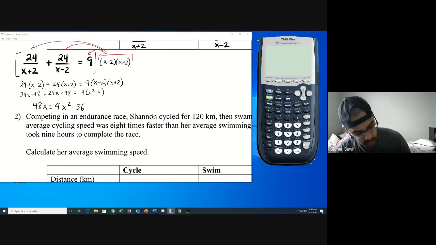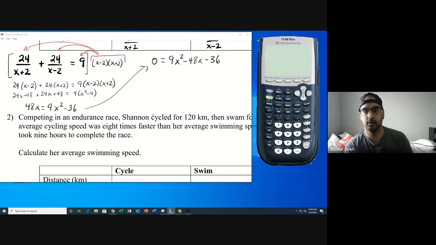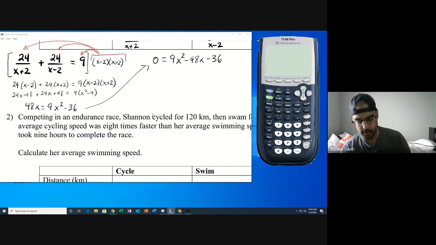Okay, put everything on one side, and you'll see what I mean when I said this was a quadratics type question. So 0 is going to equal 9x squared minus 48x minus 36. As soon as you see something with a degree of 2, a quadratic equal to 0, your first thought should be to try and factor this, because if you can factor it, you can find those zeros, and those will give you your two potential answers.